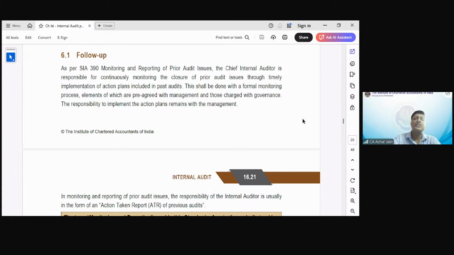Whose responsibility is that? The internal auditor's. Of course, the management will also be involved in that, but the internal auditor needs to ensure that action has been taken on the previous issues which were raised in the previous report or not. And that follow-up is also discussed in the internal audit.